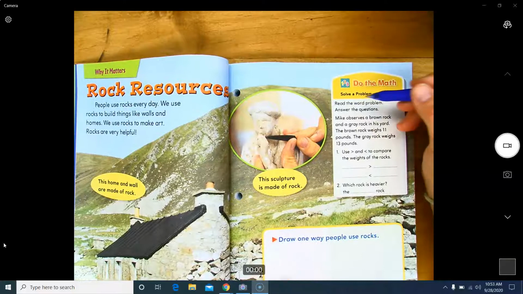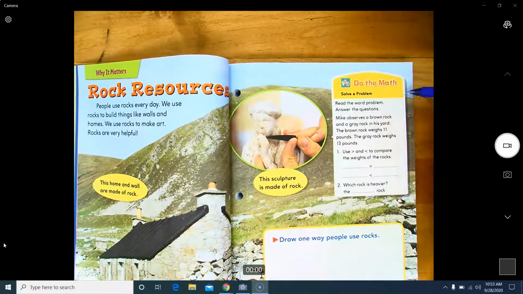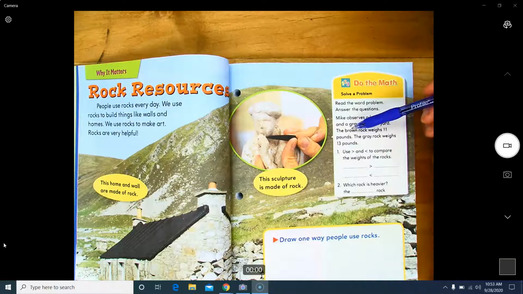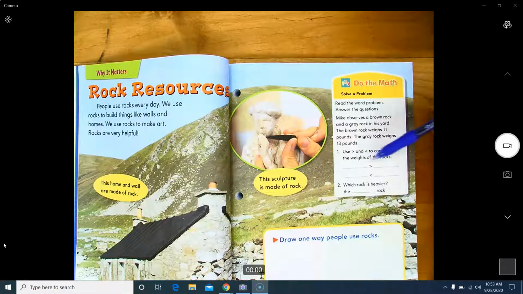All right, so read the word problem. You can always do math and science. Science and math, they always go together. Mike observes a brown rock and a gray rock in his yard. The brown rock weighs 11 pounds. The gray rock weighs 13 pounds. Use the greater than and less than to compare the weights of the rocks.